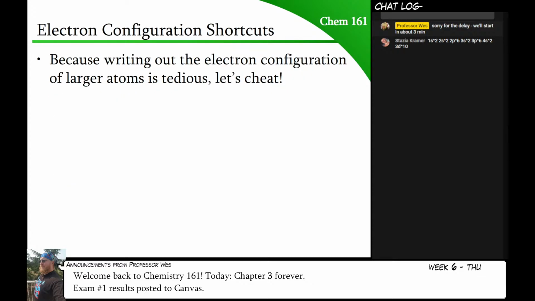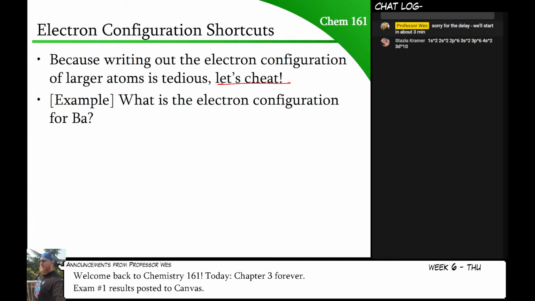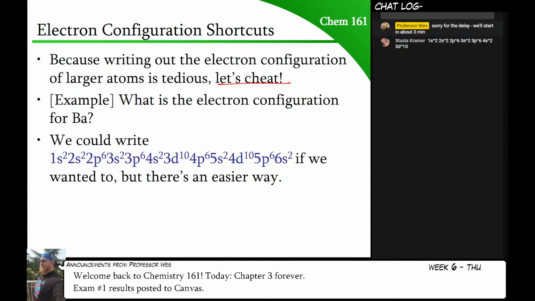Let's cheat. Nobody wants to do this the hard way, right? So work smarter, not harder. Here's what we're going to do. I'm going to write out, as an example, the electron configuration for barium, and it's all of this nonsense, right? So I would go all the way from 1s all the way up to 6s. But there's an easier way to do this.